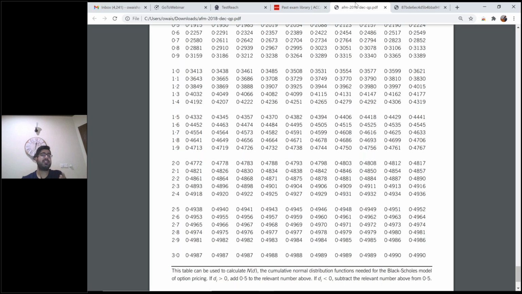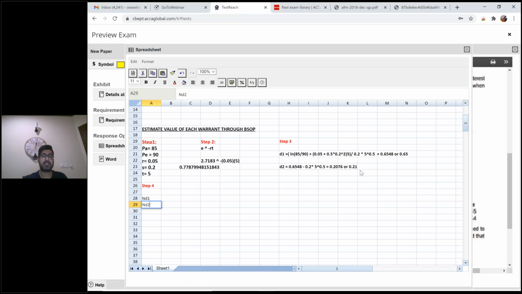Now the value of D1 and D2 here is coming positive, but it can come negative as well. So it is saying that if the value is positive, add 0.5 to the relevant number above. And if the value of D1 and D2 is negative, less than 0, deduct it from 0.5.